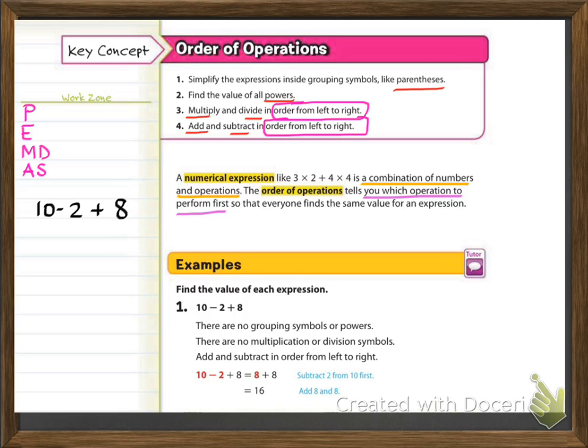So what we want to look at is we want to go down our order of operation and say, okay, do we have any parentheses? We don't. Do we have any exponents? We don't. Do we have any multiplication or division? In this particular problem, we don't. So then the next one is, do we have any addition or subtraction?